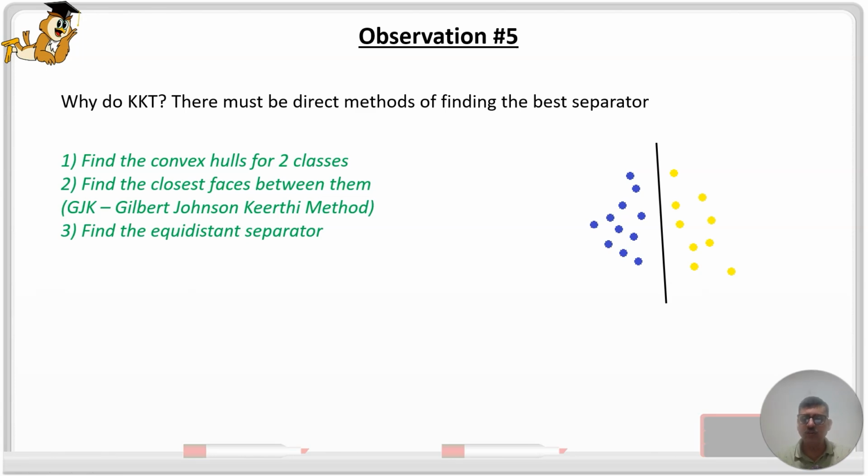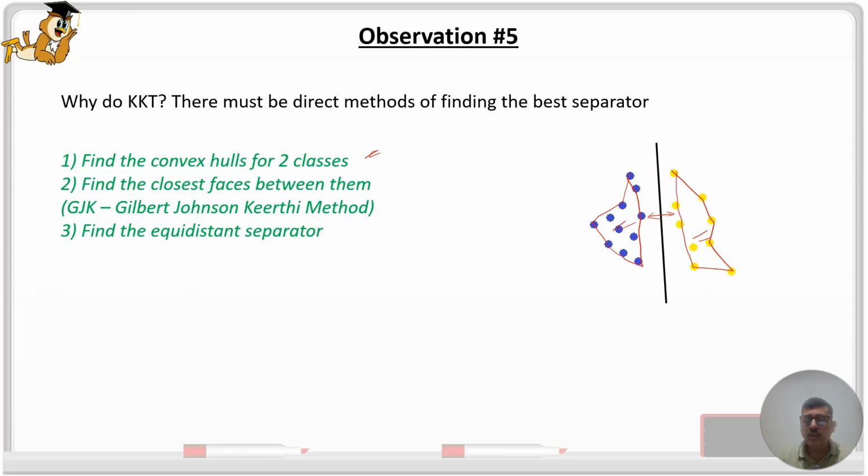One way of doing that is to find the convex hulls for the two classes. What do I mean by convex hulls? The convex hull is basically the outer boundary of each of your sets. So this is the convex hull for one group, this is the convex hull for the other group. There are only two groups. Given that these two are separable, you can find the convex hulls for both of these classes, and there would be a clear distance between them, because again, the two classes are linearly separable.